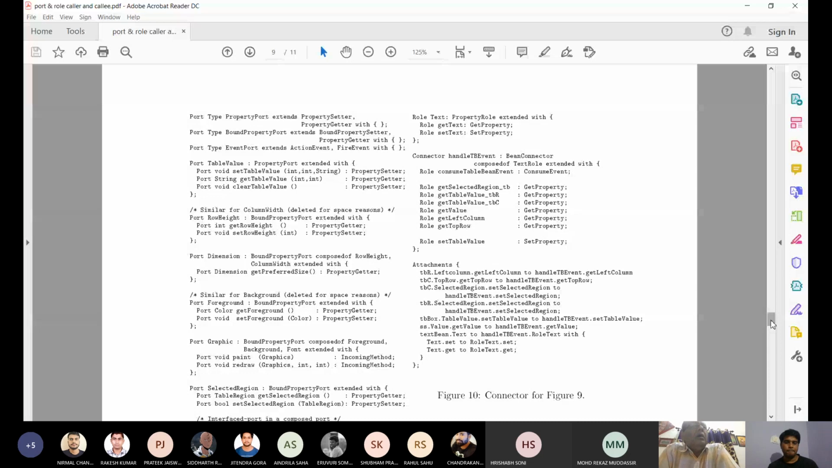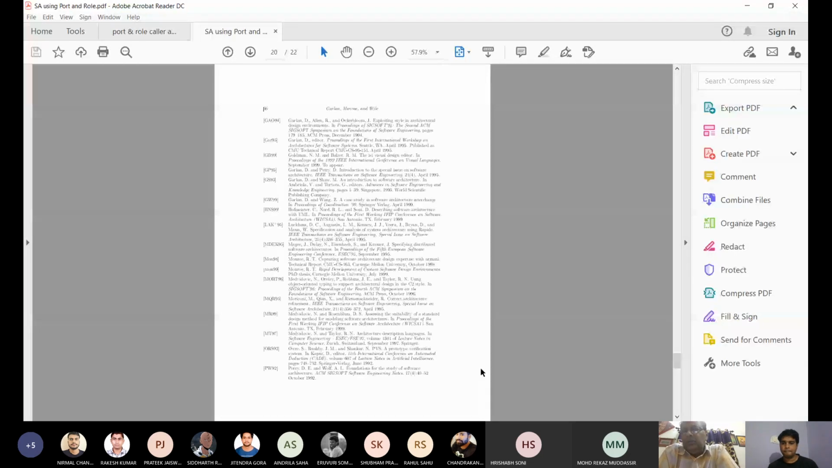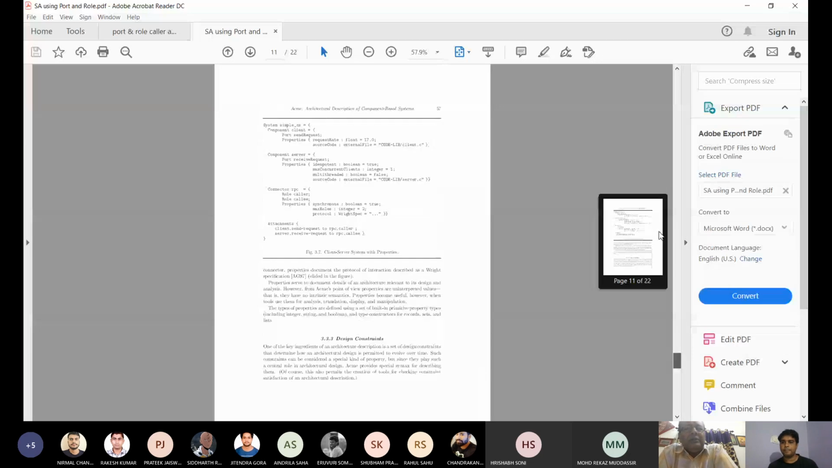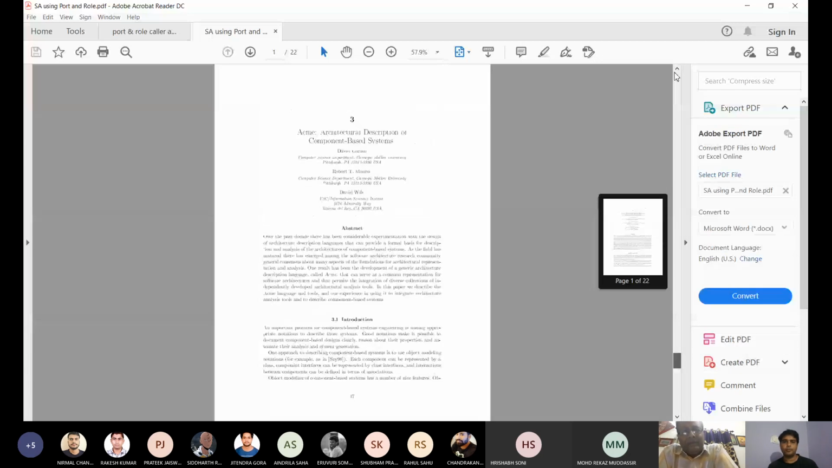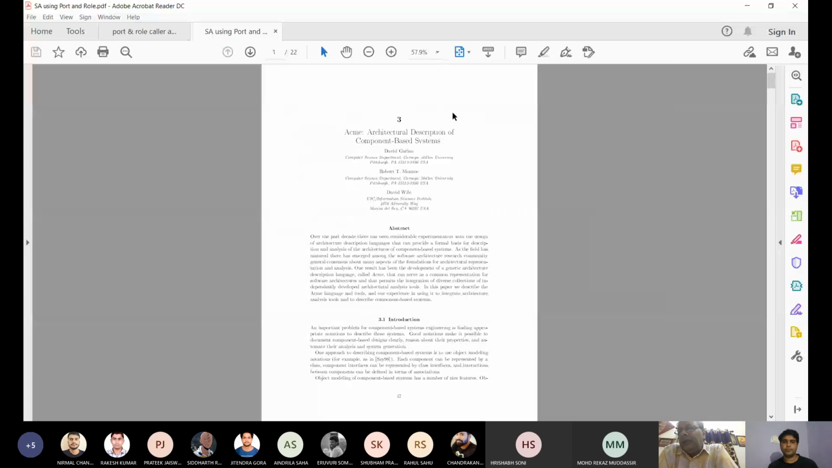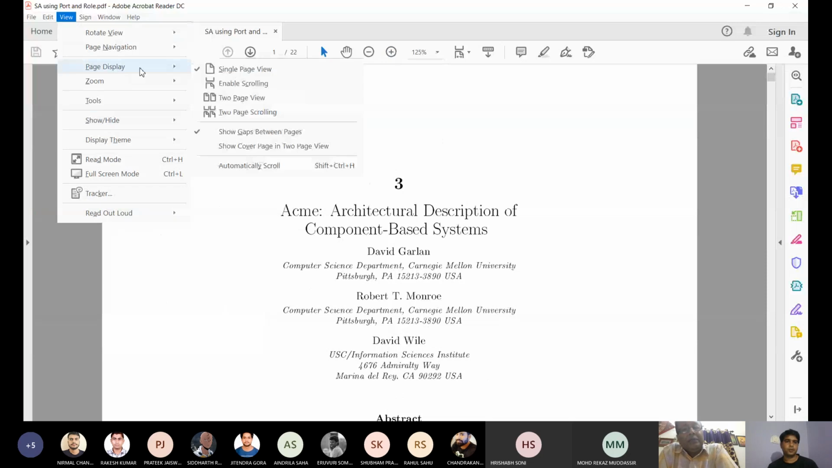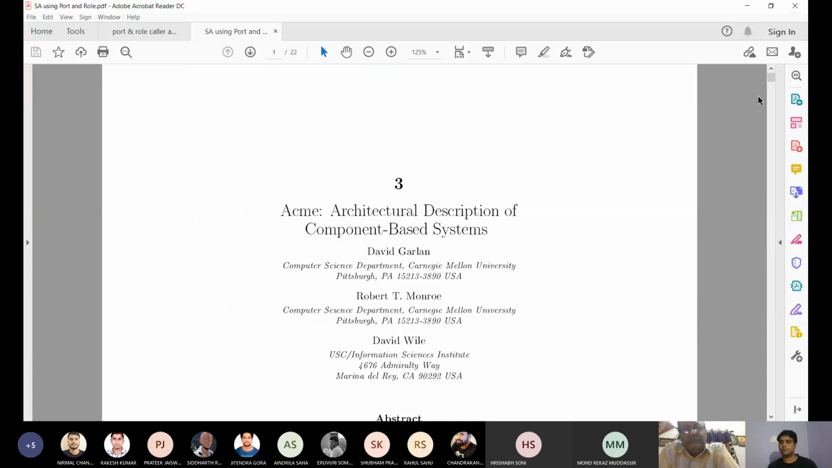Because the connector is always associated with the roles. Connector plays the most vital role in the architecture. A component only carries out the functions, but the connector plays the vital role. What Rekaj showed, the color-color connection, that is the most vital role played by the connector.